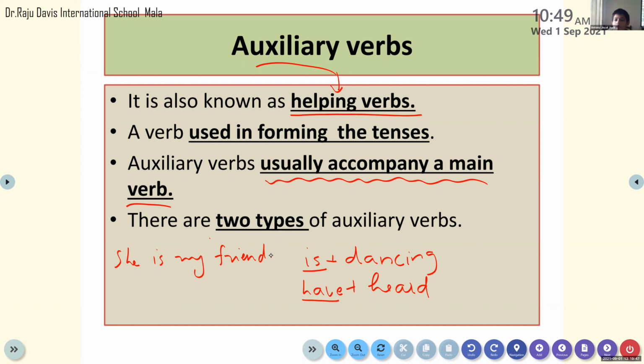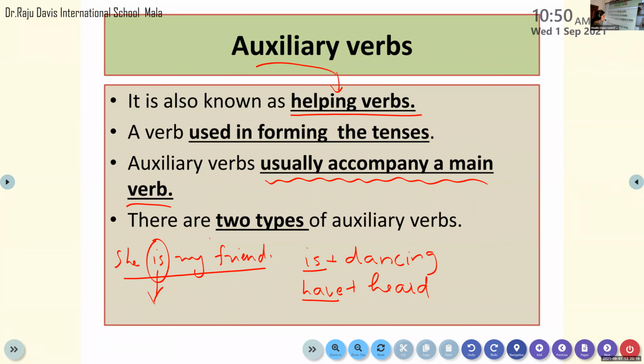Main verb. Excellent, excellent, Anthony Joel. Wonderful, absolutely perfect answering. So, she is my best friend. Here, is is a main verb. Why is it a main verb? Because we are identifying the tense form by looking at this verb, right? Is. So is also comes under the main verb. There is no other main verb here, and is is not a supporting verb here. Is is a main verb here. Is is a finite verb here.